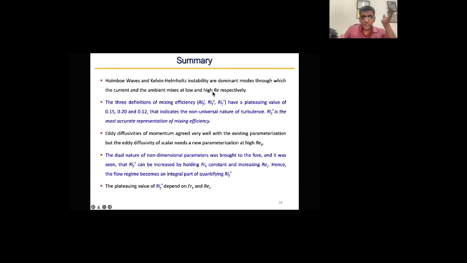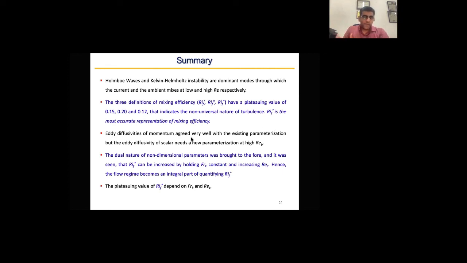To summarize, Holmboe waves and Kelvin-Helmholtz instability are the dominant modes through which mixing occurs at low and high Reynolds number respectively. We used all three definitions of mixing efficiency available in the literature, and found that the plateau or constant value of mixing efficiency is 0.15, 0.20, and 0.12 respectively. We realized that 0.12 is the most accurate representation, because it accounts only for the irreversible flux.